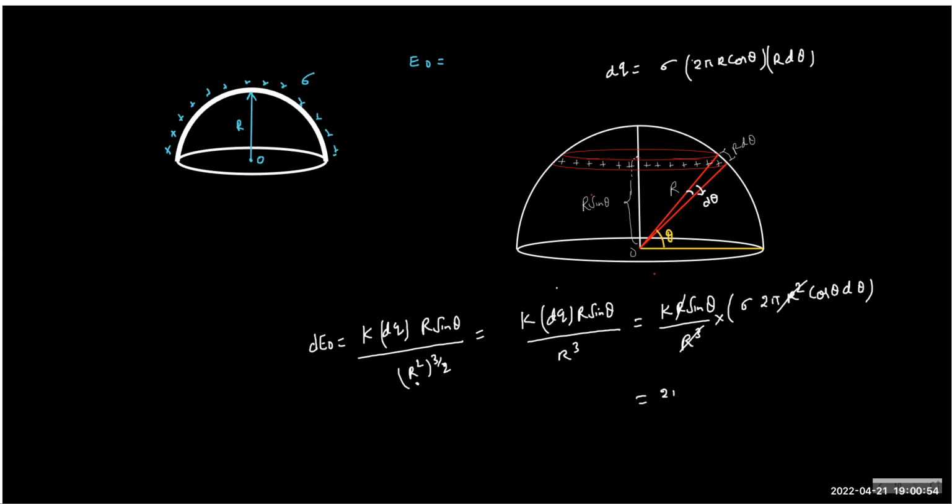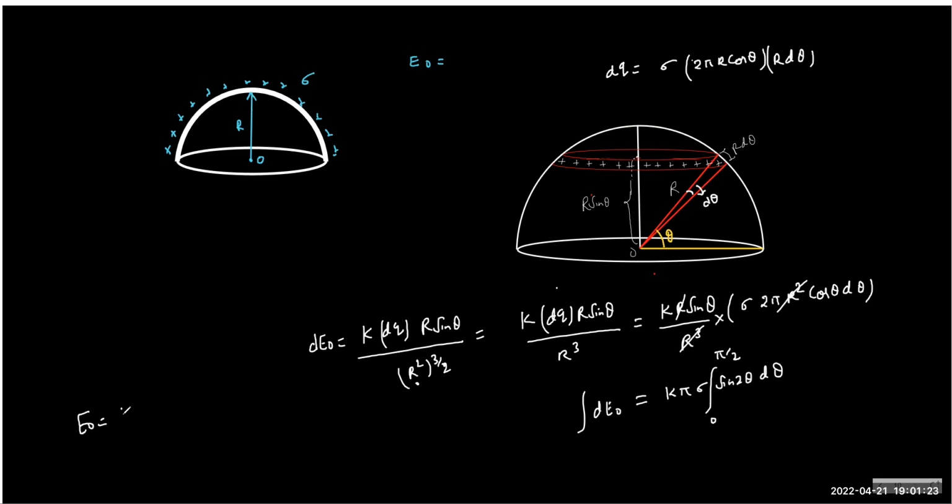Correct. What you're saying is correct. So we get k pi sigma sine 2 theta d theta. And now this is easy to integrate. And the limit will be from 0 to pi by 2, because at pi by 2, we will cover the entire hemisphere.